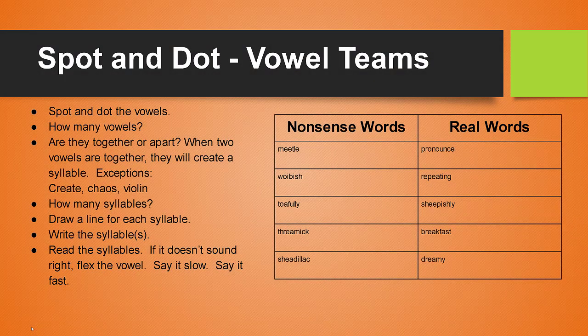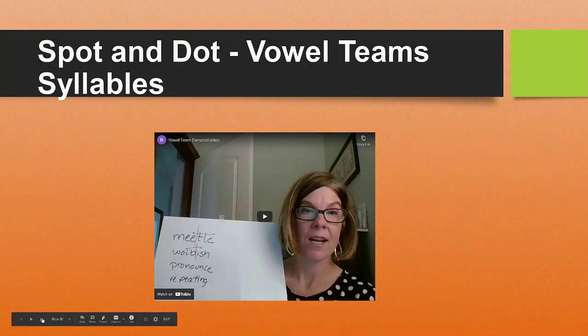We're ready for our next spot and dot with our next syllable type, which is vowel teams. So again, we've got to think about our essential questions that we want students to look at. And we've also got our real and nonsense words that we are going to work with and that you will see divided in just a bit. So let's take a moment to watch a video with spot and dot for vowel teams.